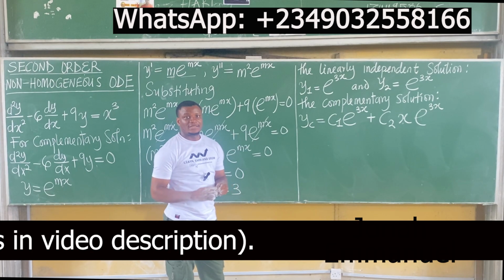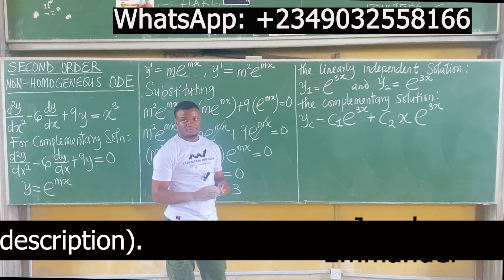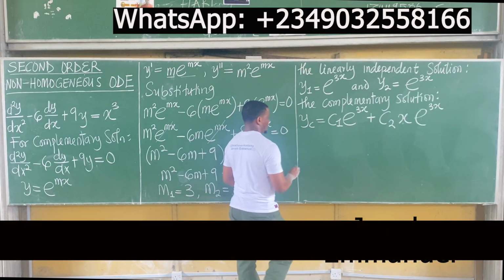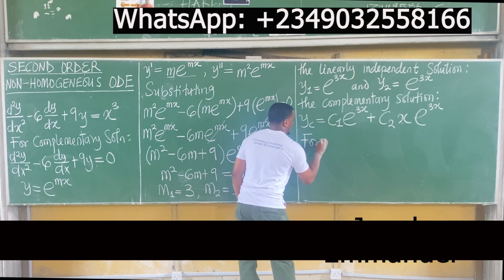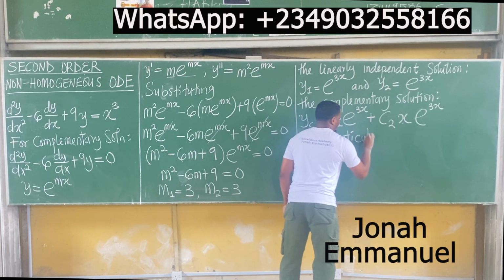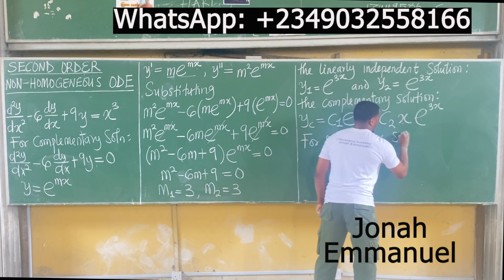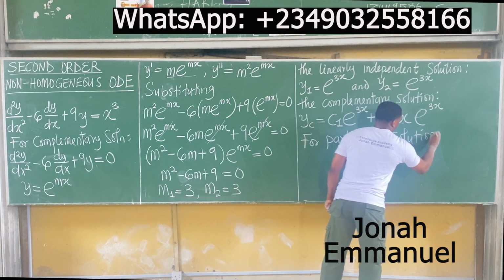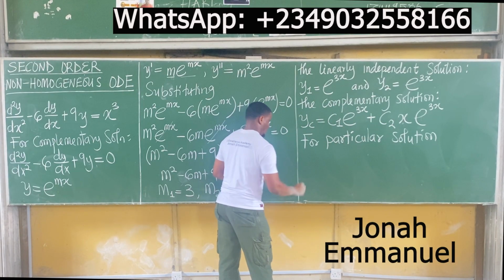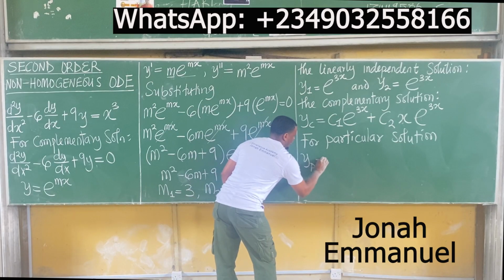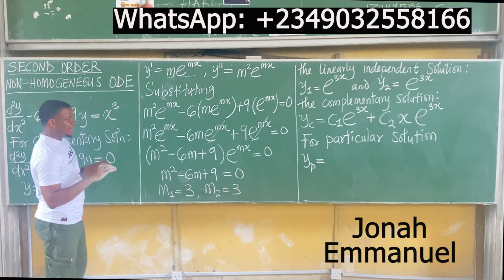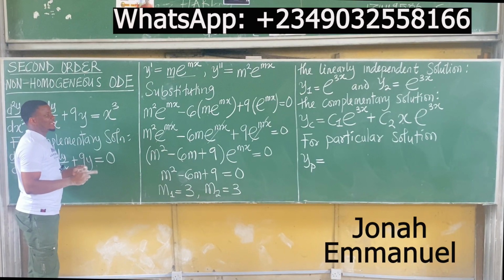Let's now get the particular solution. So we're having this one here. Let's now get the particular solution. For the particular solution, what do you have there? Yp. So yp equal to, now your first task is to form the form of your particular solution.